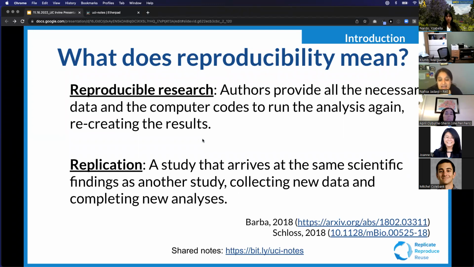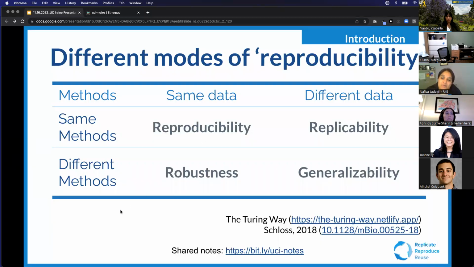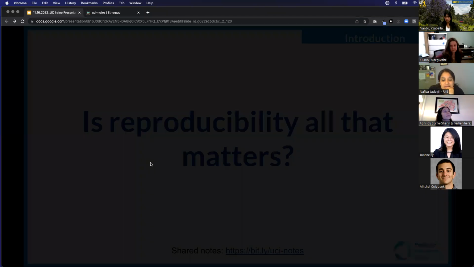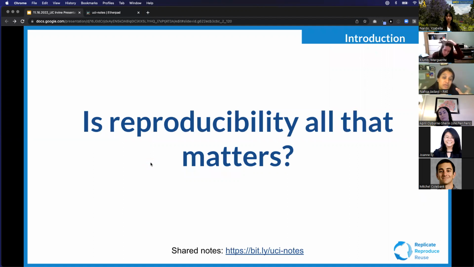Next slide. This is a nice table that goes over the different modes of reproducibility. So we can see on the left side, you have the methods. In terms of the same methods and the same data, you get reproducibility. When you have different data but the same methods, you get replication. When you have the same data but different methods, you have robustness of your results. And then when you have different data and different methods, you get the ability to make generalizable statements.